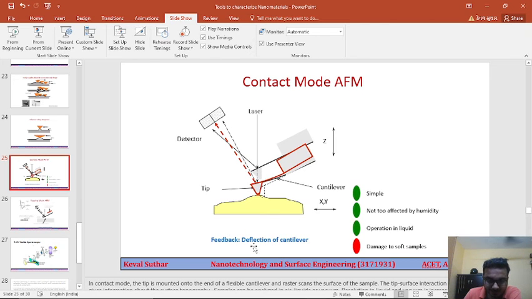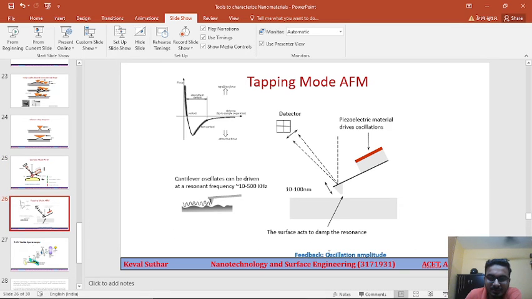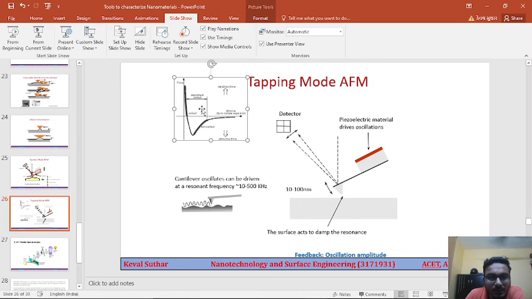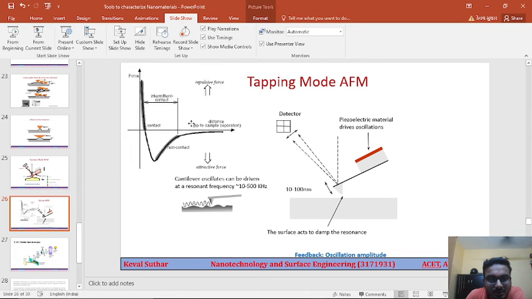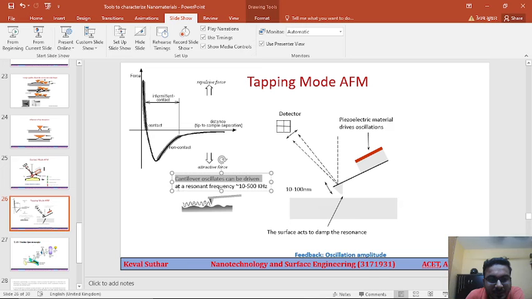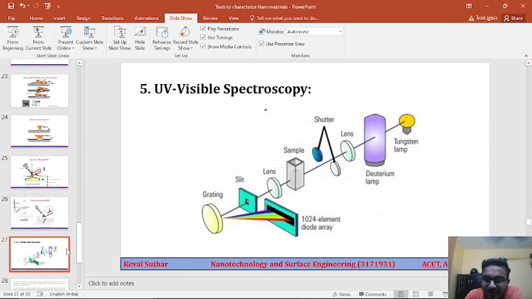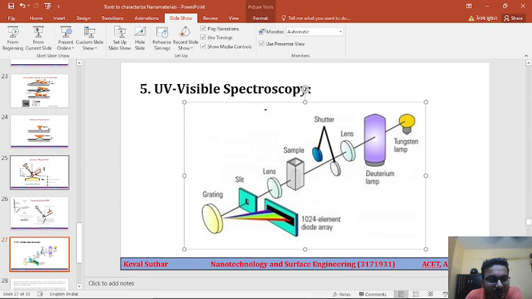In the previous case the feedback was deflection of the cantilever, and in this case the feedback is oscillation amplitude. This figure we have already discussed, if you recall, and the cantilever can be driven at a resonant frequency of 100 to 500 kilohertz. So that is atomic force microscopy, and the next topic is UV or ultraviolet visible spectroscopy. This we are going to discuss in our next lecture.